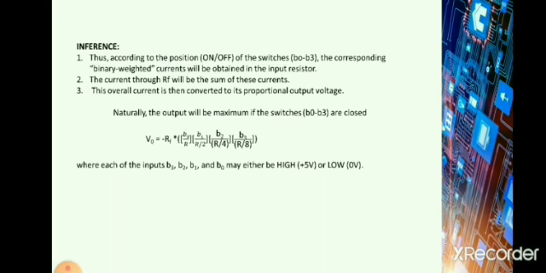Naturally the output will be the maximum if the switches are all closed, that is V0 is equal to minus RF into B0 by R, plus B1 by R by 2, plus B2 by R by 4, plus B3 by R by 8. Each of the inputs B3, B2, B1, B0 may be either high or low. The highest voltage is plus 5 volt and the lower voltage is 0 volt.